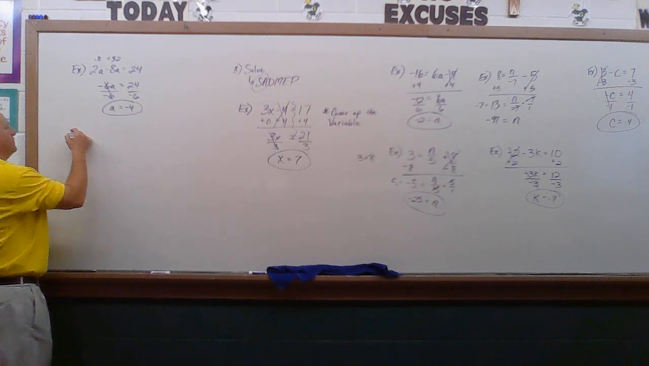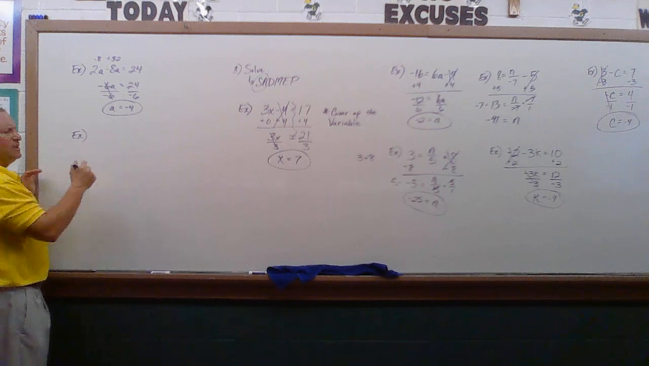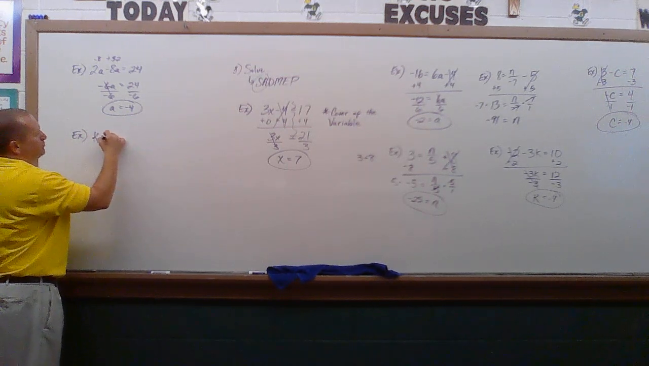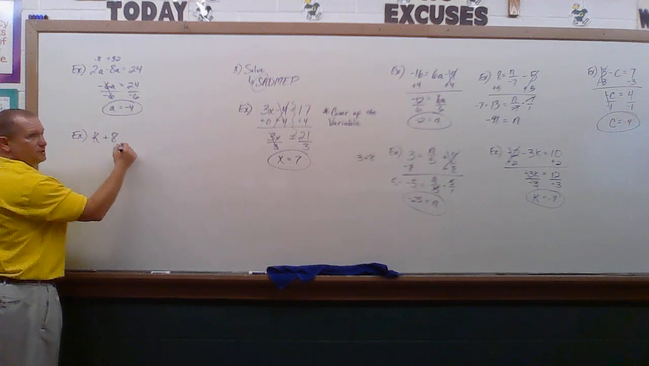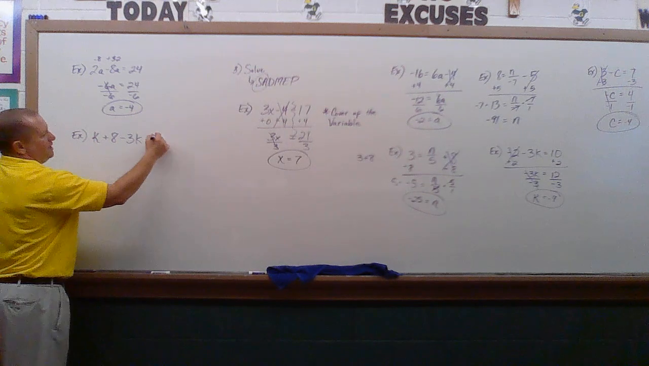All right, how about this one? So, try this one all by yourself. K plus 8 minus 3k equals 18.